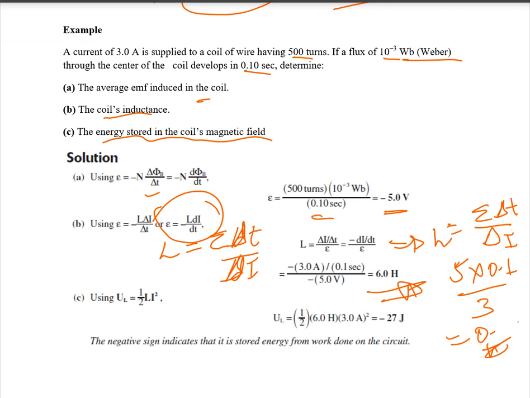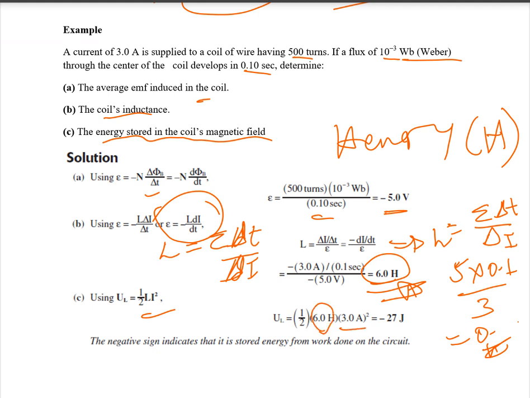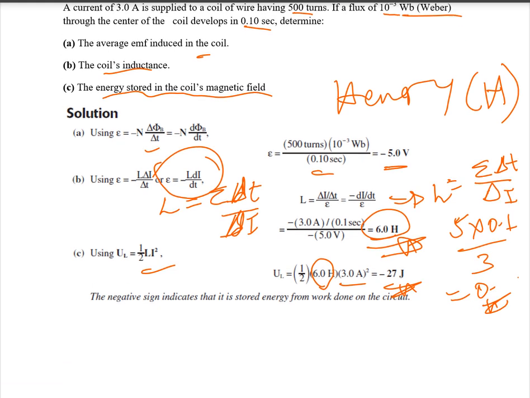Inductance is measured in henry, and it is symbolized by capital letter H. The SI unit of inductance is the henry. Using the equation for energy stored in a coil, that is 1/2 times inductance times current squared. The inductance which we got here is not right. The real value is 0.5/3, and you can substitute that and multiply by the current squared. Finally, you get your answer.